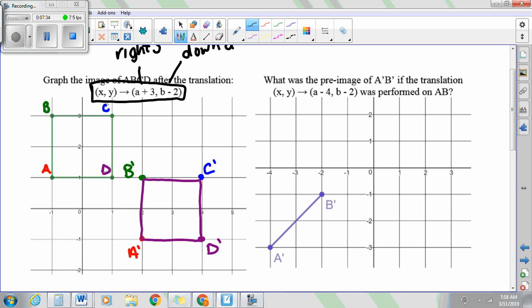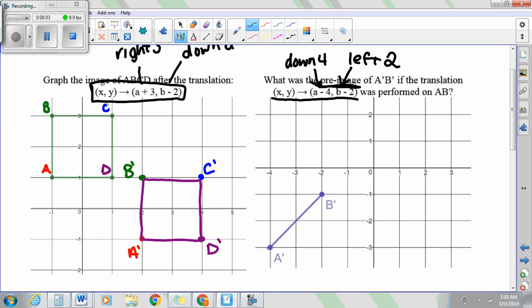So here it says, what is the pre-image? So I want to know what is the original if all I get is the end result, right? Here I have my primes. The translation (x, y) → (x + A minus 4, y + B minus 2) was performed on AB. So let's look at this. A minus 4 said we moved down 4, and we moved left 2. And we wound up here.